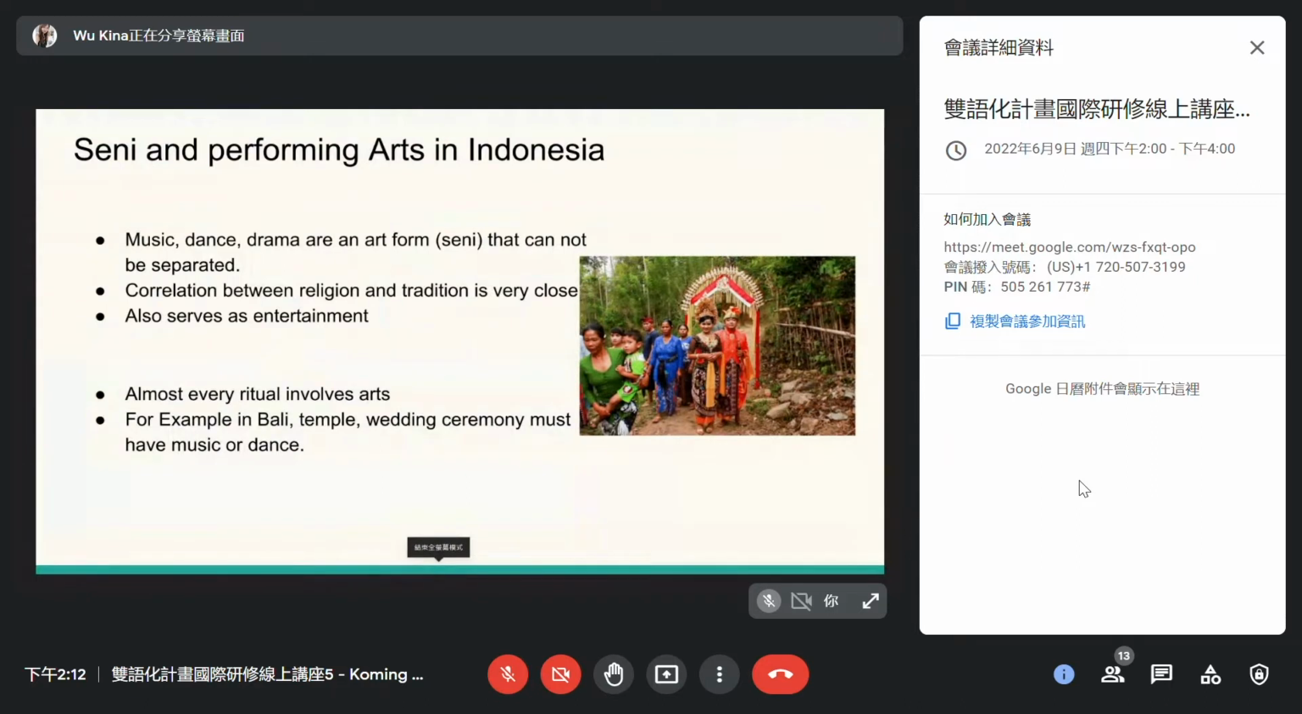Okay, let me explain the word art, or seni. In Indonesia, or in Bali, there's really no word for art, but we call it seni. Seni is like, you are seniman, an artist. Everyone is seniman in Bali, especially because the activities we have in everyday life involve art, seni, like dance, music, drama, puppetry, or any kind of artwork, because this art cannot be separated. And also the correlation between religion and tradition is very close. In everyday life, people are involved in these kinds of arts.